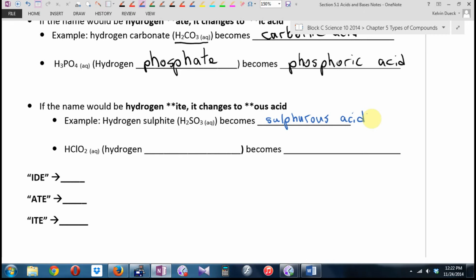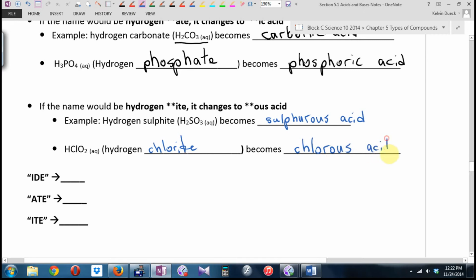HClO2 aqueous. Is that an acid? How do I know? Two ways. Starts with hydrogen, dissolved in water. What is ClO2? Chlorite. So it would be hydrogen chlorite if it wasn't dissolved in water. That's going to become chlorous acid.